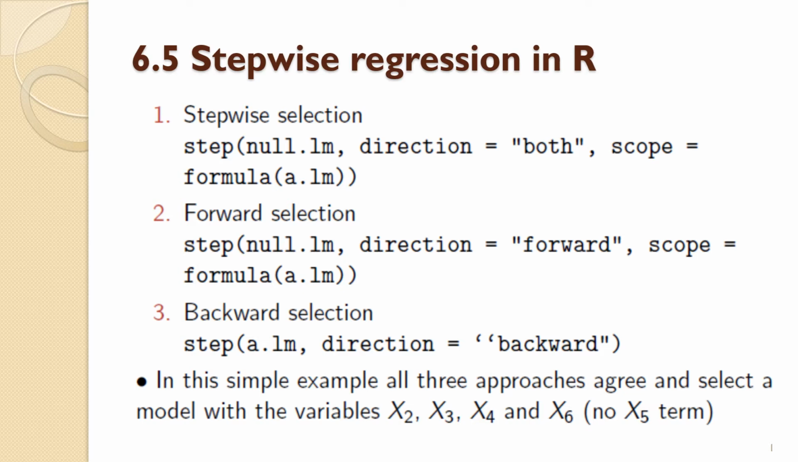Now it is possible that you might get different answers with different methods, but in the simple example in this lecture with the Longley dataset, all three approaches agree and select a model with the variables x2, x3, x4 and x6. In this case there's no x5 term, so the indication is that there is some redundancy here and you can have a model without the x5 term.